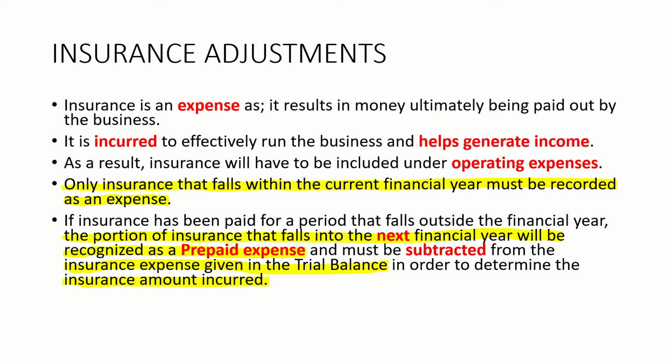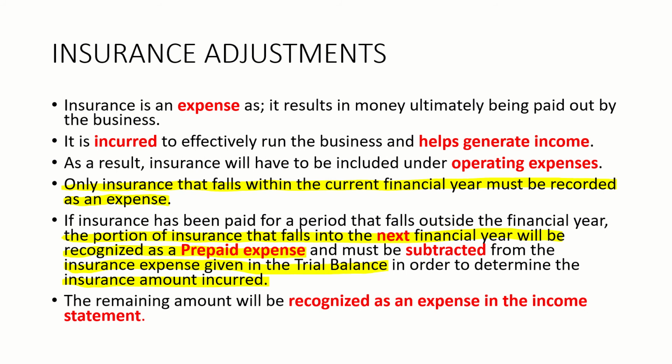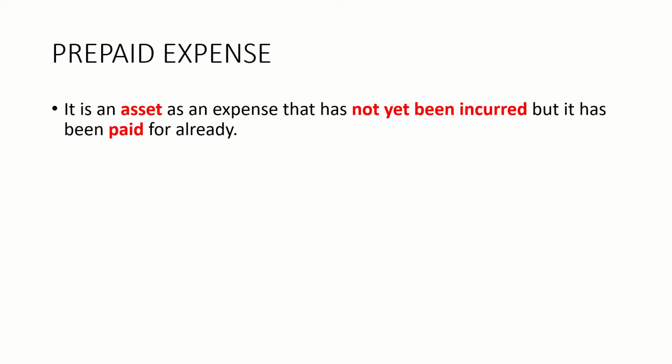The one that falls outside the financial year, especially if you have prepaid it to the following year, will be recorded as a prepaid expense. Remember, prepaid expense is an asset and it will be recorded under trade and other receivables. The remaining amount will be recognized as an expense in the income statement. When you take the amount that you have in the trial balance and you minus the amount of insurance that doesn't fall within the current financial year, you will be left with your insurance expense, and that will be recorded in the income statement.